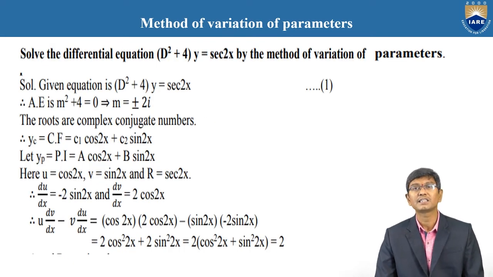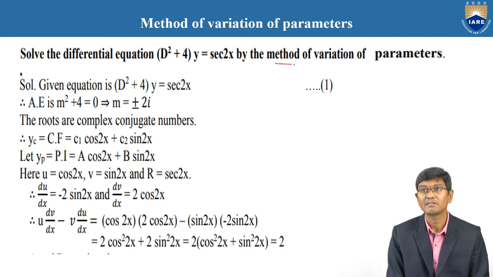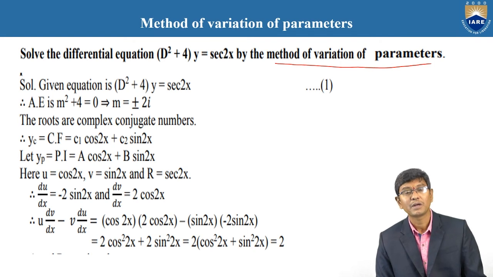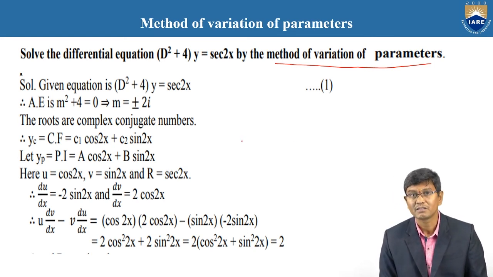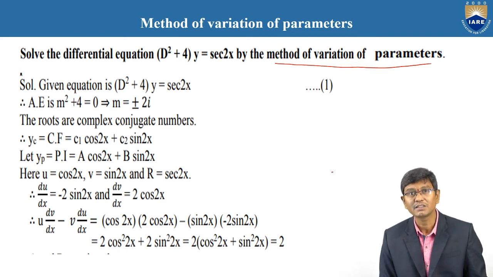Now we need to discuss one other problem: solve the differential equation (D square plus 4) y is equal to secant 2x, using the method of variation of parameters here also. Therefore, we first need to find the roots of the given differential equation for the complementary function, with the help of the auxiliary equation.